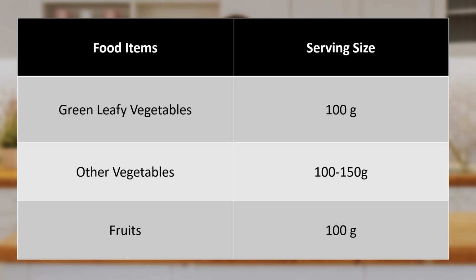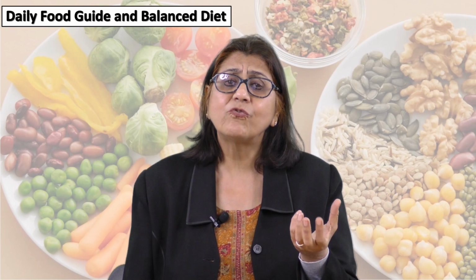So, we again convert them in terms of one serving size. Any green leafy vegetable we will take 100 gram as one serving size. Other vegetables 100 to 150 grams, and fruits we take 100 gram as one serving size. But you would notice there are variations within the group. Look at the green leafy vegetables. In the market, they are sold as bunches. One bunch would be roughly about 300 to 500 grams.